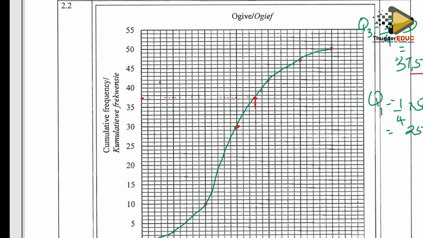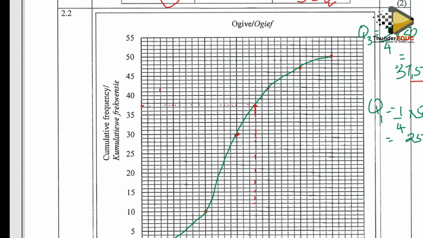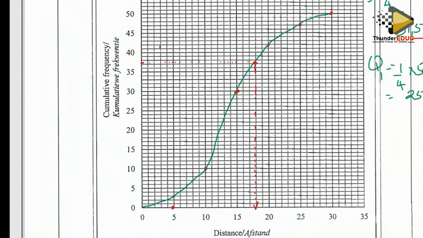And then I can drop this down. When I drop this down, I'm getting the value to be somewhere there. It's 15, 16, 17, it's 18. I'm going to approximate it to 18. So this is going to be my Q3.